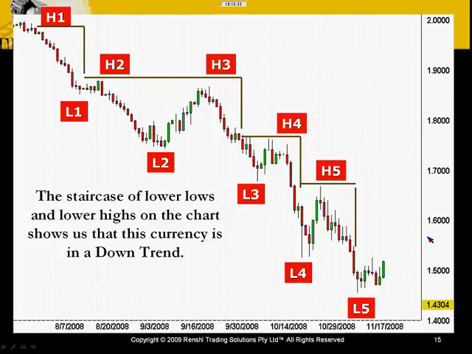So here's another example of this, basically like a staircase, where the market is just moving down in waves and stepping down each time.